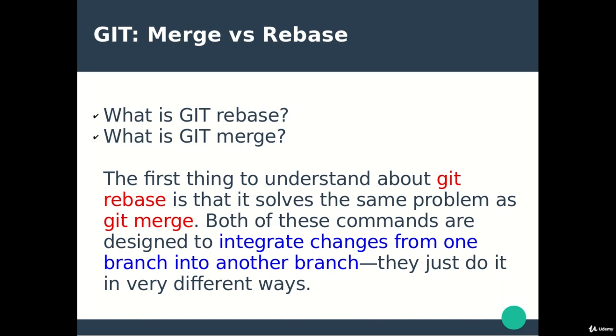Rebase does the same work. Git rebase and git merge are both used to merge branches together. The first thing to understand about git rebase is that it solves the same problem as git merge. Using git merge we can integrate two branches in Git, and using git rebase as well we can do the same work.